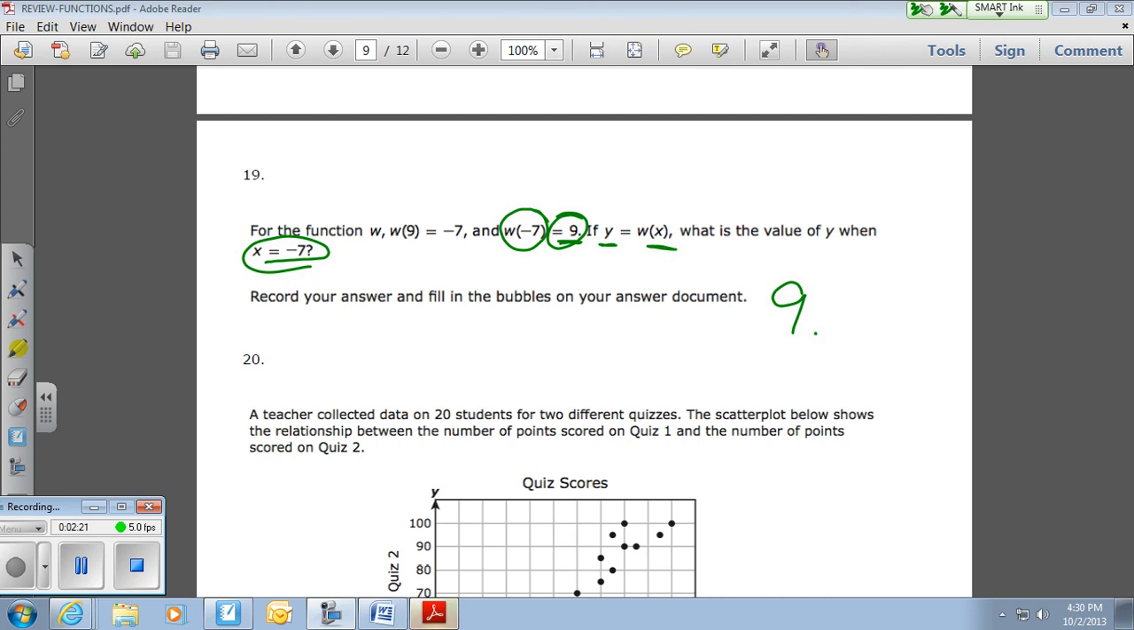So let's go back to this and look at it again. For the function w, w of 9, that means when x is 9, then y is negative 7. But when x is a negative 7, the w of negative 7 is 9. And then they tell you right here, y is the same thing as w of x. So what's the value of y when x is a negative 7? This is the one we're looking at right there, and that value is 9. Next question.